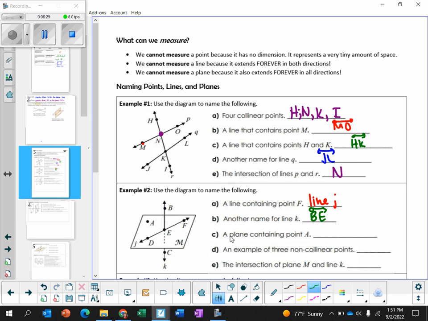Right, a plane containing point A. So this plane here contains point A. So I could either call it by 3 letters that are not on the same line. So I couldn't pick D, E, and F because they're all on the same line, but I could pick D, E, and A. Or I could call it by its capital letter. So we could say plane M.